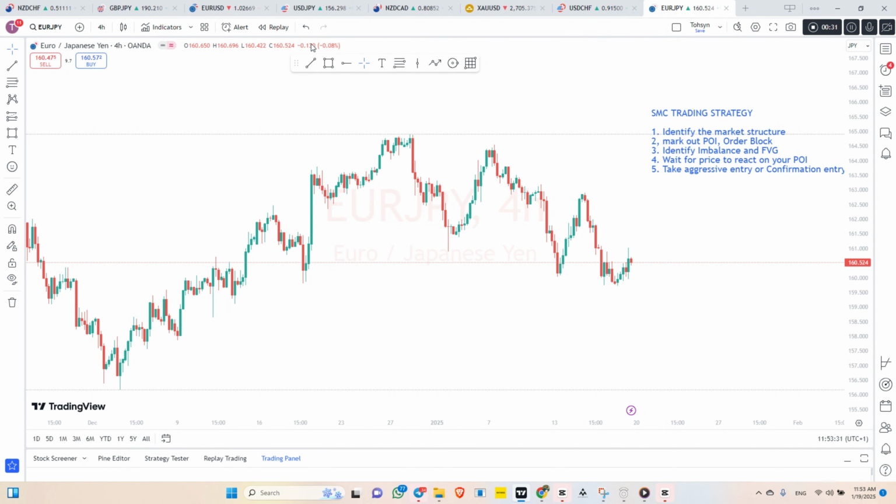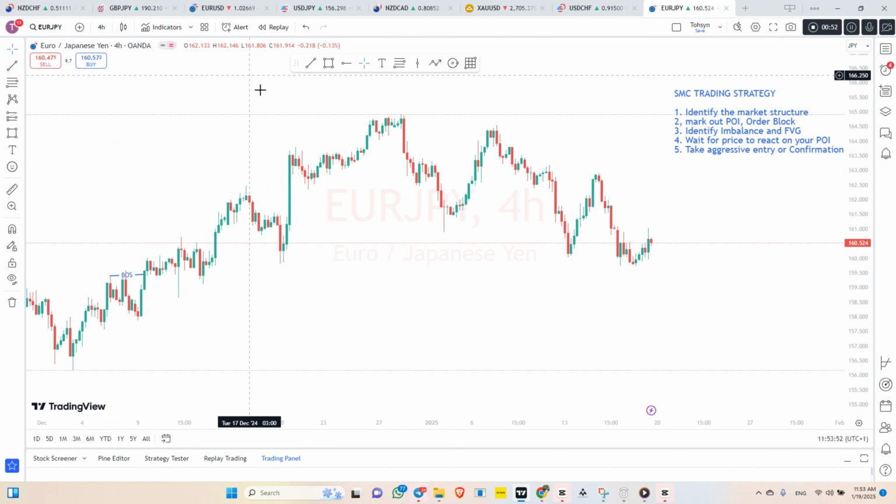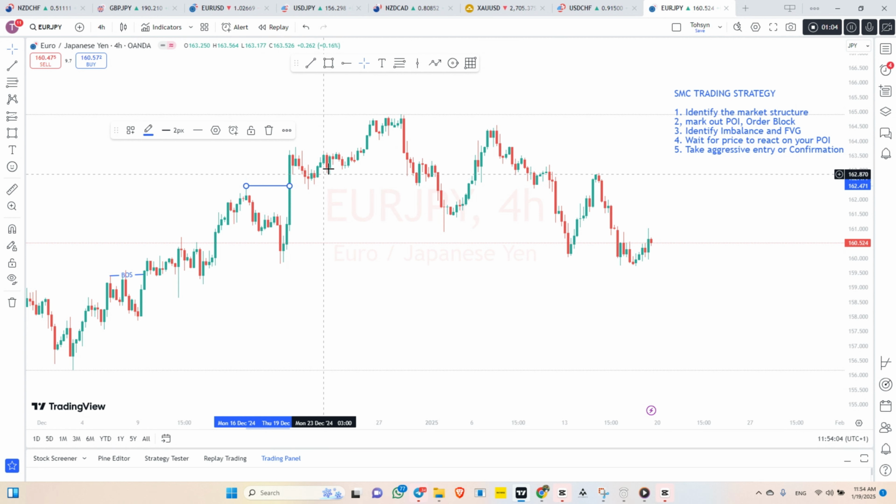So, as you can see here, let's start from here. The market is in uptrend momentum right here. This is a break of structure. This is another break of structure to the upside. Then the market created a high, breaking another structure right here.